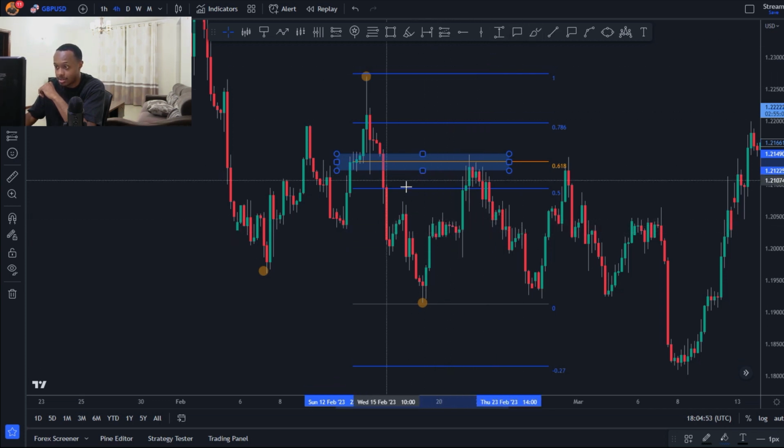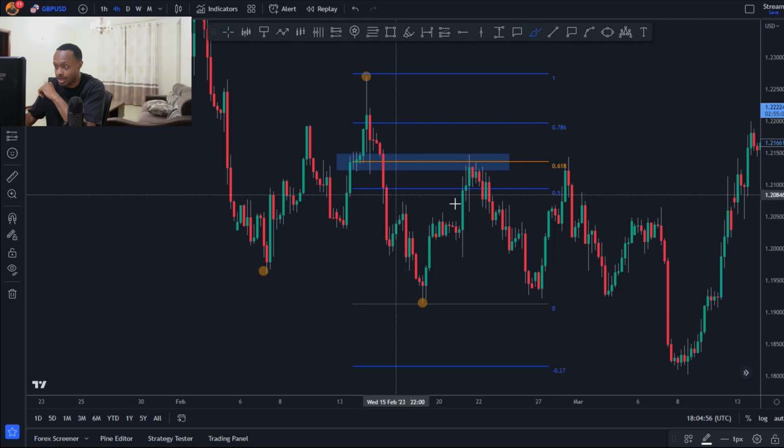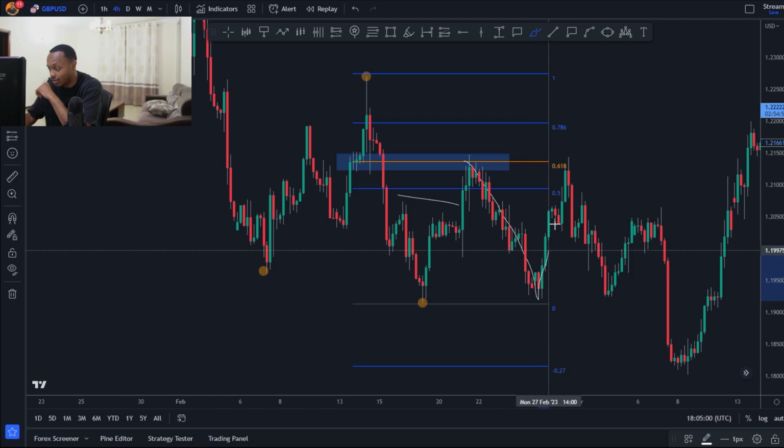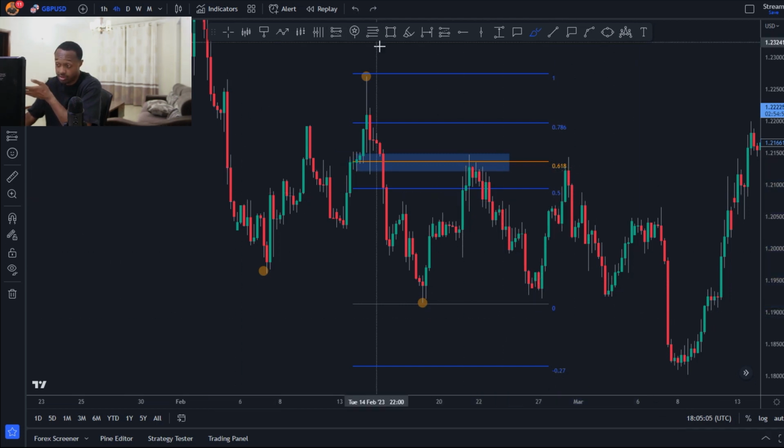So again, the market takes liquidity above these highs here, has the fake out of those levels, and then we see the market continue south to the downside. Eventually it came back to retest the same area before looking to continue down to the downside.